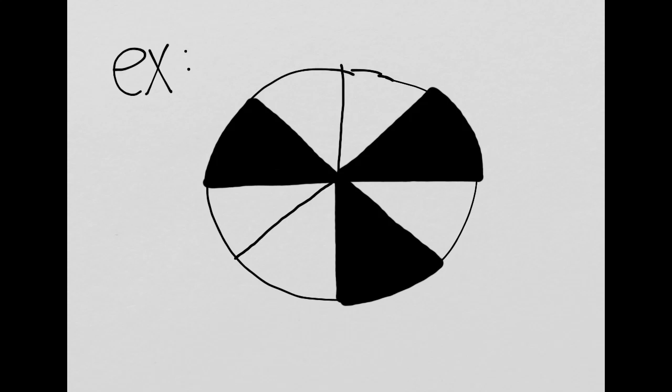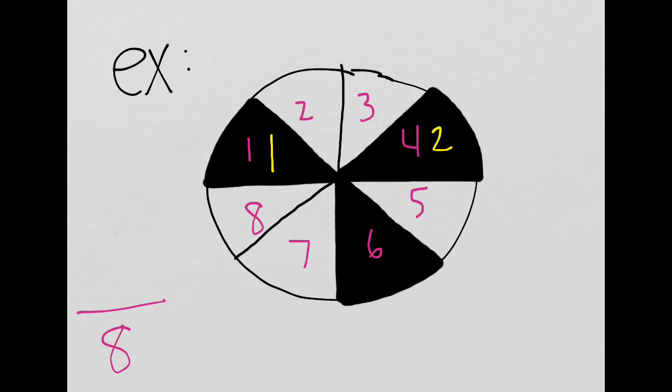What fraction, I should say, of this diagram is shaded? Well, let's see. Let's see how many sections there are first. 1, 2, 3, 4, 5, 6, 7, 8. So there are 8 sections, so 8 will be in the denominator. For the top, how many are shaded? 1, 2, 3. So 3 would be in the top. So 3/8 of this diagram is shaded.